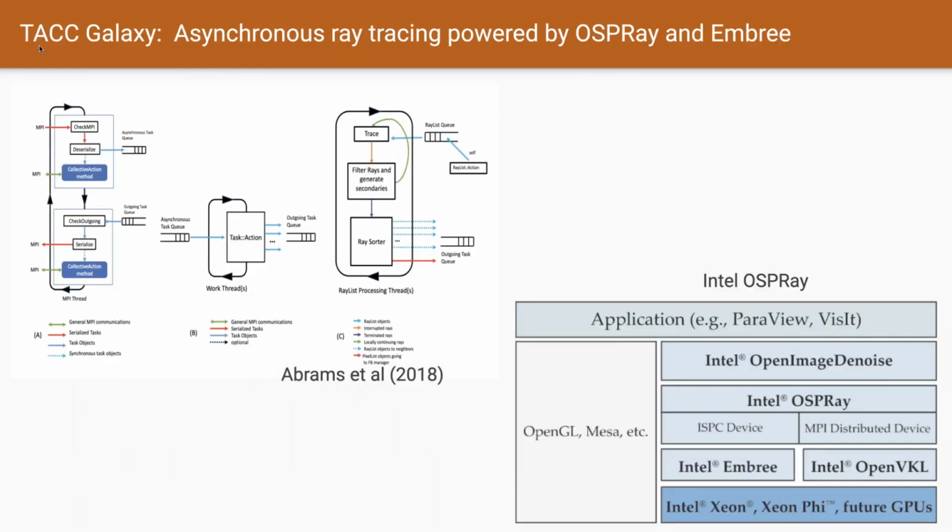We're going to be using TAC Galaxy. This is the work we did with Paul Navratil and Greg Abrams in enabling asynchronous ray tracing with the MPM code. So we had an integrated end-to-end communication system that allows us to send the simulation data running on certain cores to the visualization engine, which is Galaxy. Galaxy is built on top of Intel's OSPRay and Embree, and we are leveraging both of those to be able to do this asynchronous ray tracing approach.